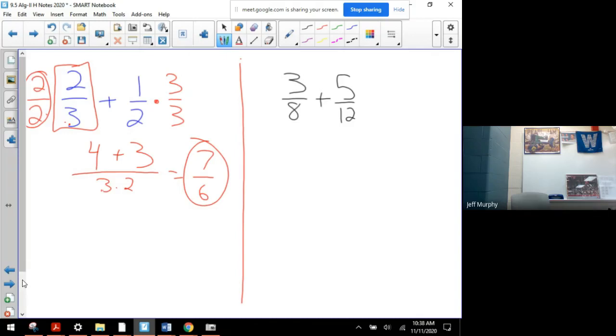So what I'm going to do is I'm going to rewrite 8 as a product of prime numbers. Hopefully you guys remember this, that 8 is 2 times 2 times 2. You okay with that? 3 is still in my numerator. 12, on the other hand, is what? 4 and 3. So I'm going to say 2, 2, and 3. And now I have my denominators written out in terms of primes.